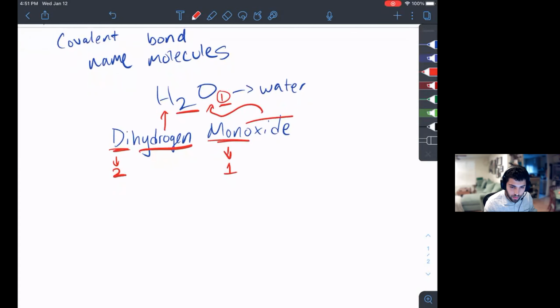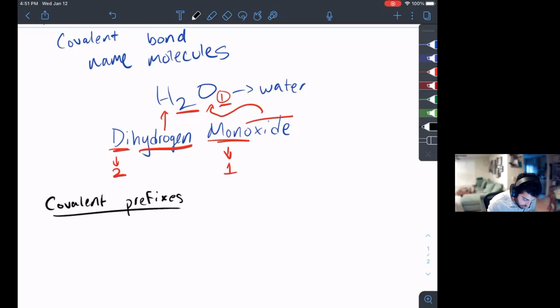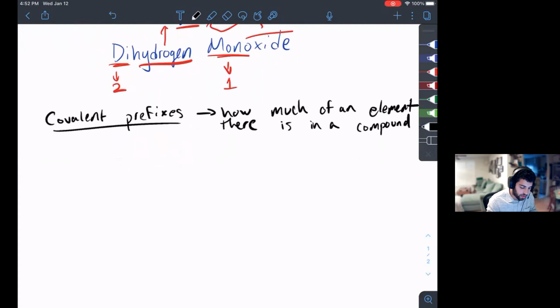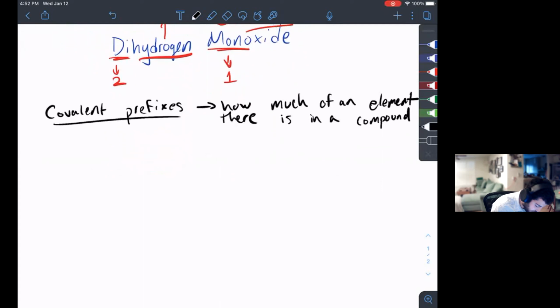Well, first things first, we got to learn what's known as the covalent prefixes. What these are just prefixes which come at the beginning of a word, and they tell us how much of an element there is in a compound. So if we look at our chart, if we look at H2O, we already kind of know some of these.